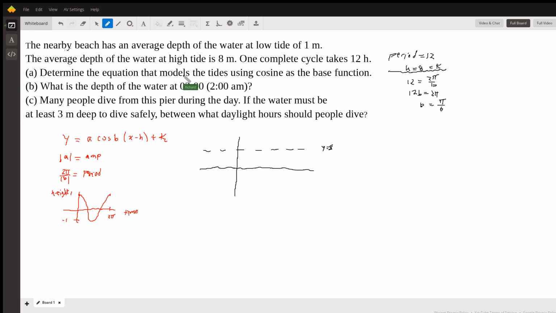Okay, determine the equation that models the tides, and so on. What is the depth, and so on. Okay, so let's see. We're told that the depth at low tide is 1. So this is our minimum, y equals 1. And then this is a distance of 6, so we're going to go up 6 now. Eight and 6 is 14.